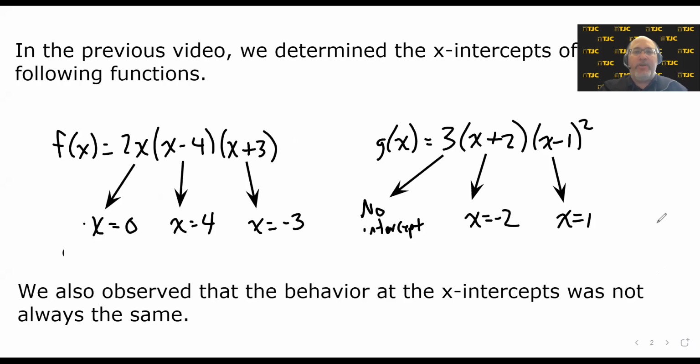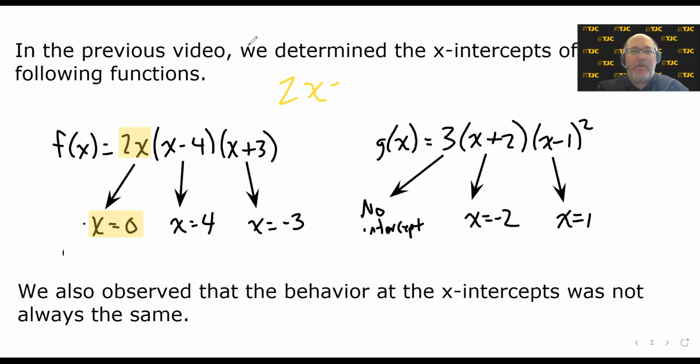In the previous video, we determined the x-intercepts of the following functions. f of x equals 2x times (x minus 4) times (x plus 3), and g of x equals 3 times (x plus 2) times (x minus 1) squared. Each of these factors produces an x-intercept, with the exception of one of them. In the first function, the factor of 2x produced the x-intercept of x equals 0. We got this by putting 2x equal to 0 and then solving. If you divide by 2, you get x equals 0.